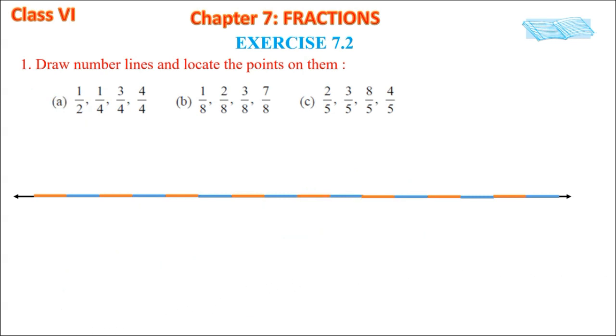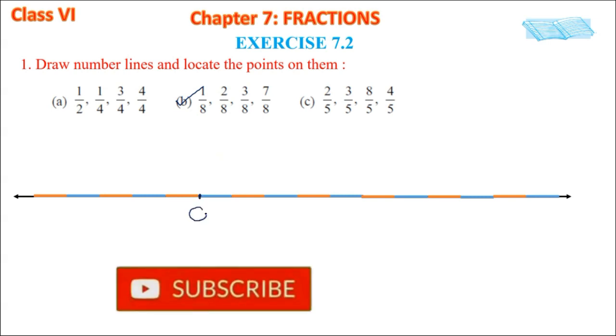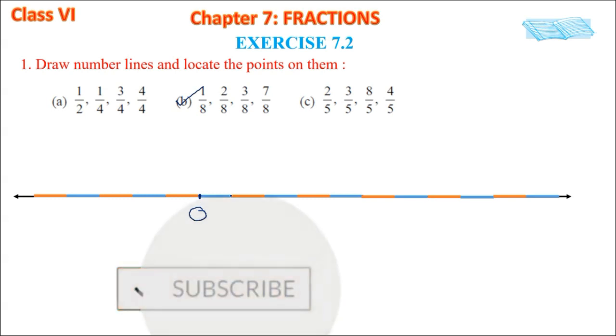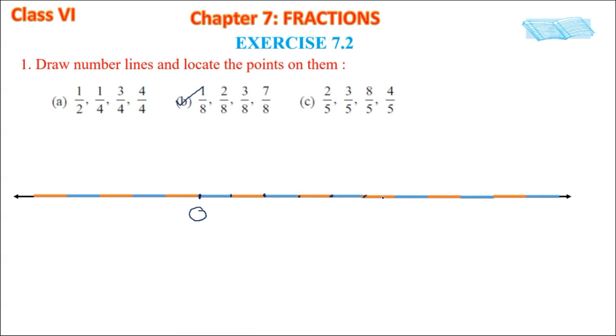We shall make use of the same method for the second one too. Here when you observe the denominator is 8. It means that 8 equal parts are to be made. Somewhere here, if I locate a 0, 1, 2, 3, 4, 5, 6, 7, 8. So this 8th part is 8 by 8, nothing but the number 1.